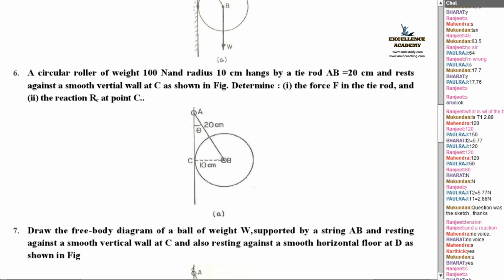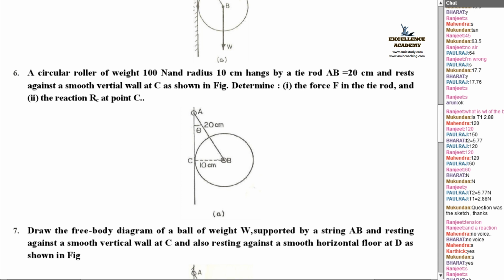Next, what is here. A circular roller of weight 100 Newton and radius 10 centimeter hangs from a tie rod AB equal to 20 centimeter, and rests against a smooth vertical wall at C as shown in the figure. Determine the force F in the tie rod and the reaction RC at point C.